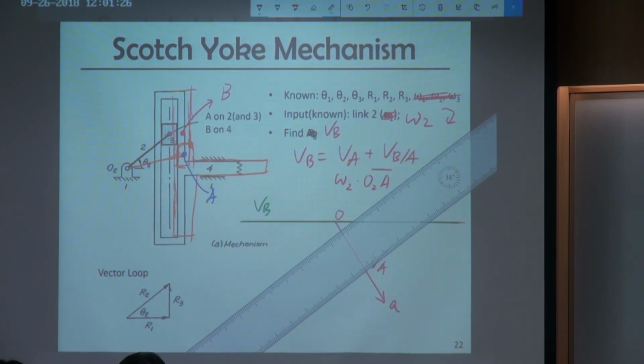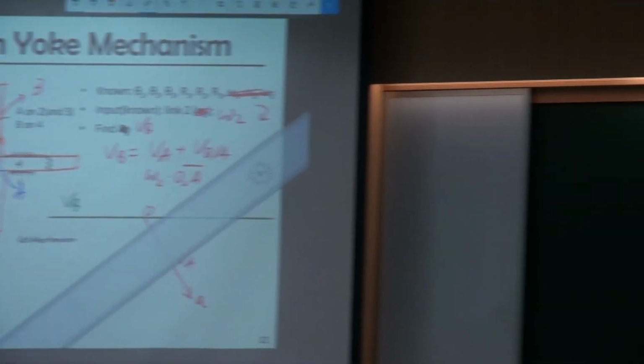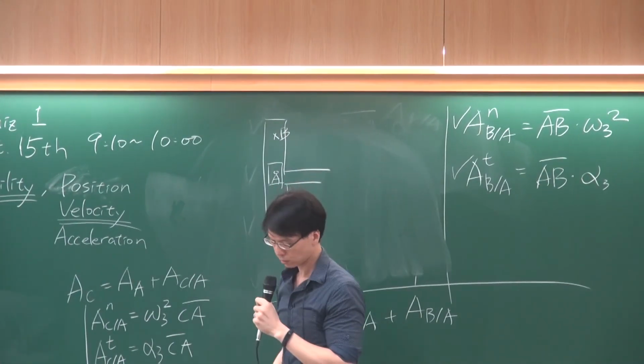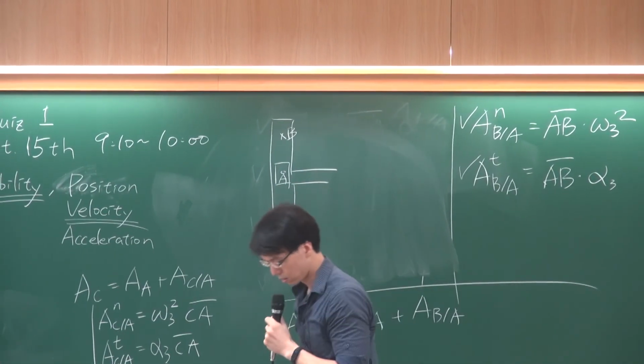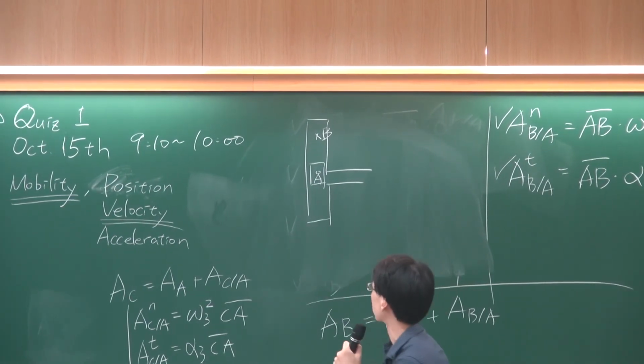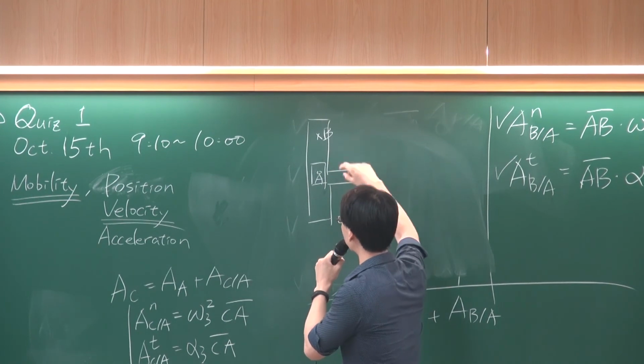See, because A is a slider, A is on a slider. Right now we only concern point A and point B, so I just draw them here.